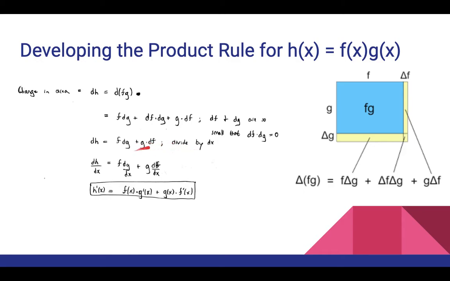So now if we divide both sides by dx, we're going to get dh divided by dx equals f times dg over dx plus g times df over dx. And this yields for us the product rule for derivatives. If we have h equals f of x times g of x, then the derivative of h is equal to f times the derivative of g plus g times the derivative of f. A nice, useful result that you can get from geometry.